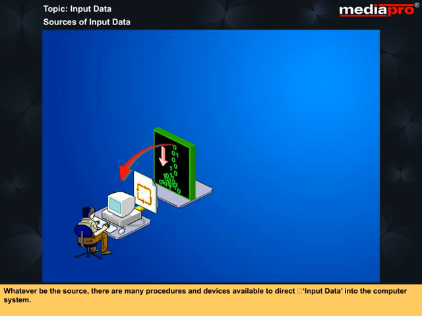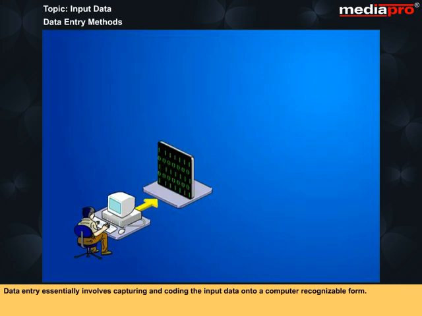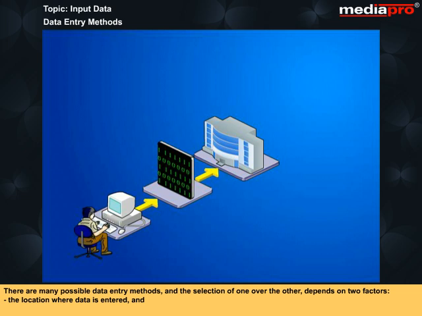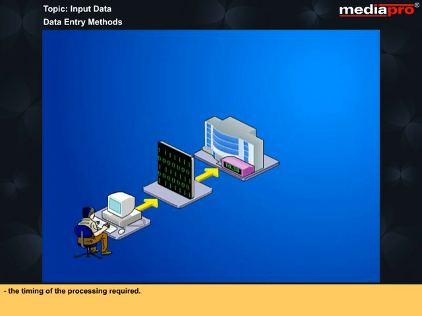Whatever be the source, there are many procedures and devices available to direct input data into the computer system. Data entry essentially involves capturing and coding the input data onto a computer-recognizable form. There are many possible data entry methods, and the selection of one over the other depends on two factors: the location where data is entered and the timing of the processing required.